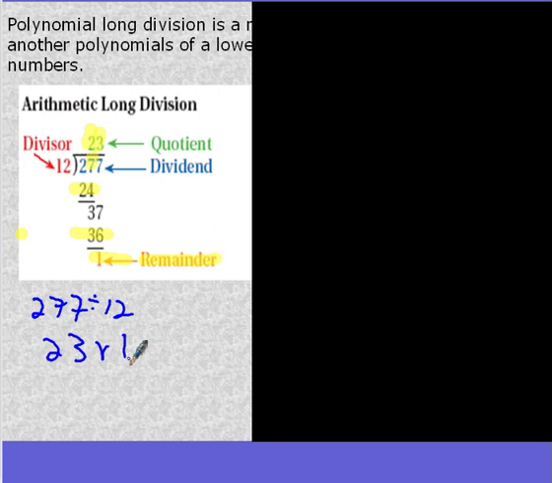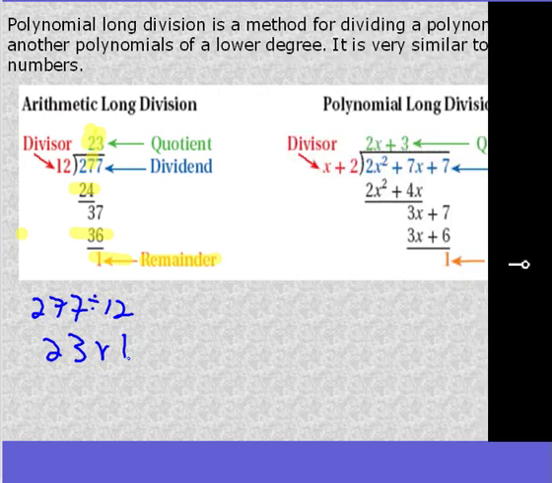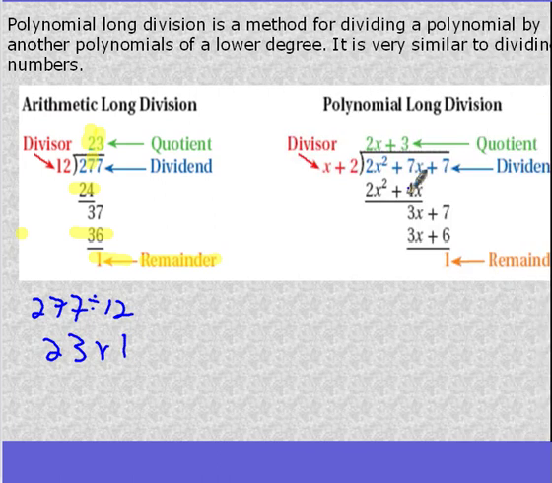It's a similar sort of process for polynomials. One thing, they do have an error in this, so I'm going to correct that. But here's your divisor. So the problem here would have been 2x squared plus 7x plus 7 divided by x plus 2. So you basically write it just as if it were two numbers that you're using long division.